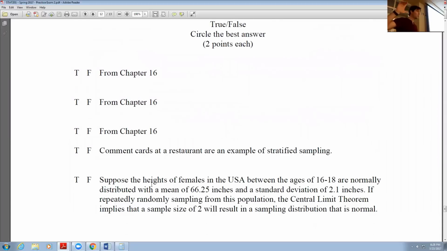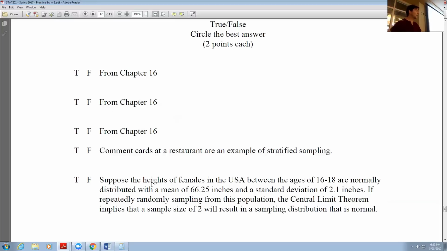Comment cards at a restaurant are an example of stratified sampling. Very false. That would be convenient. Nice job. Extra credit right there, 5 points. Convenient sampling because it's nice and easy, just throwing it out, and also voluntary. I would say convenient / voluntary. It's a bad way to do it. Stratifying would be if we said, okay, we're going to sample 40% of our morning customers and 60% of our night customers, because then I'm acknowledging a difference and going to sample in proportion.